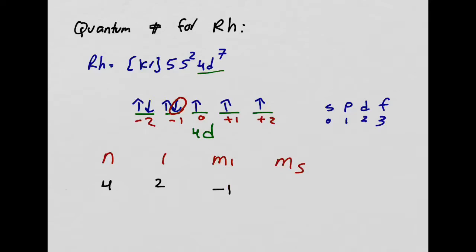M sub S. Is this up or is it down? This is down. Because it's down, it's minus half. If it was up, it would be plus half. Okay, so far so good? That's a little review for quantum numbers. All right, ready for the next question?